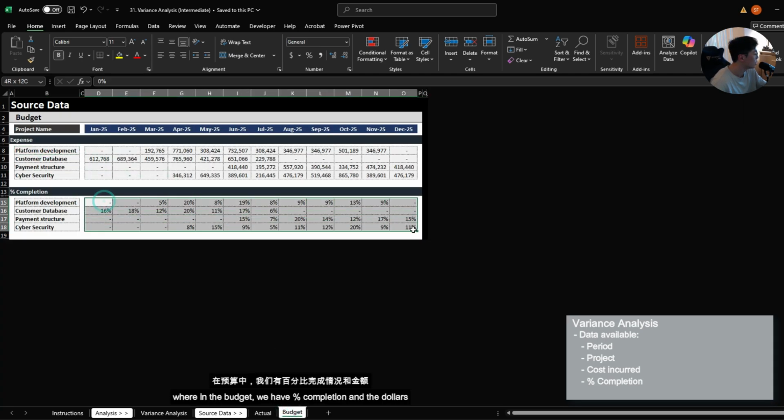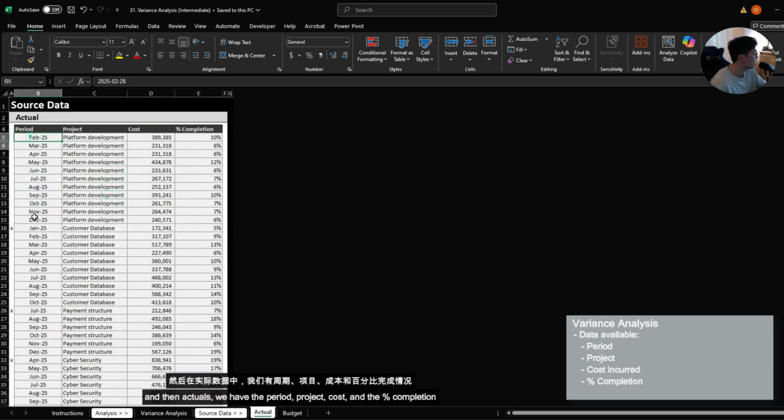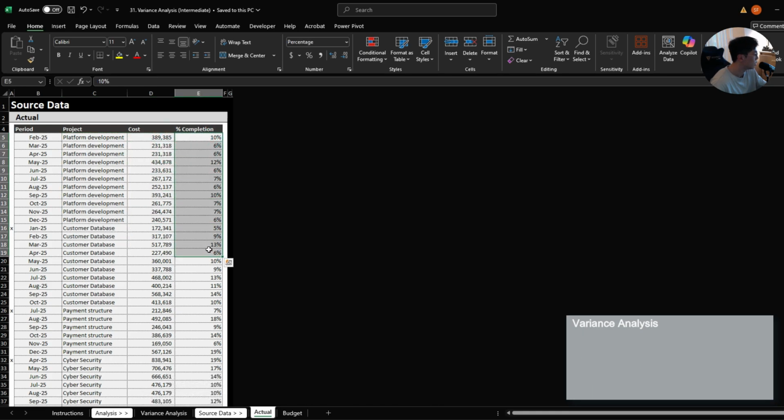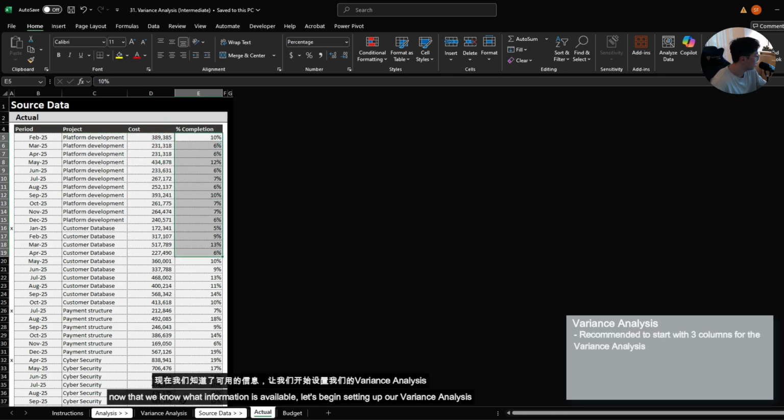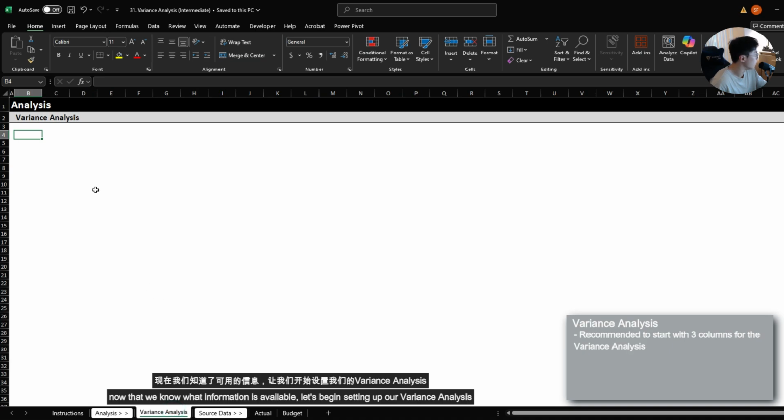Before we begin our analysis, let's take a quick look at our source data, where in the budget we have percentage completion and the dollars. And in actuals, we have the period, project, cost, and percentage completion. Now that we know what information is available, let's begin setting up our variance analysis.